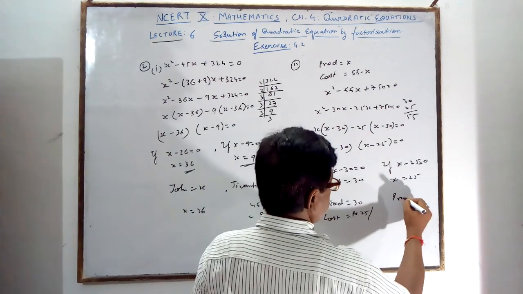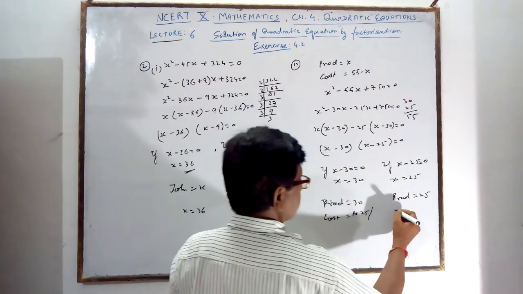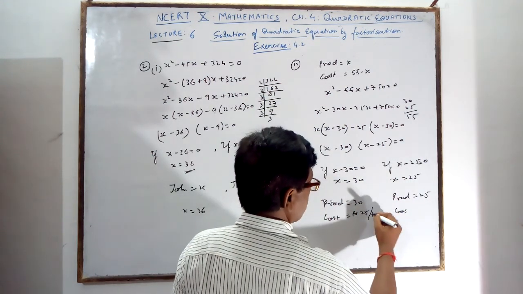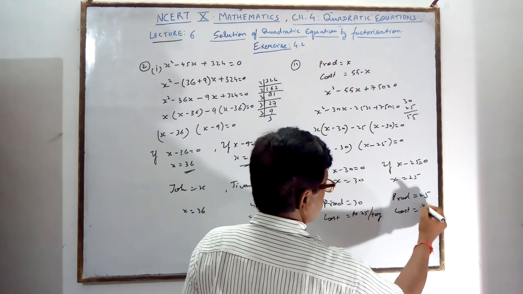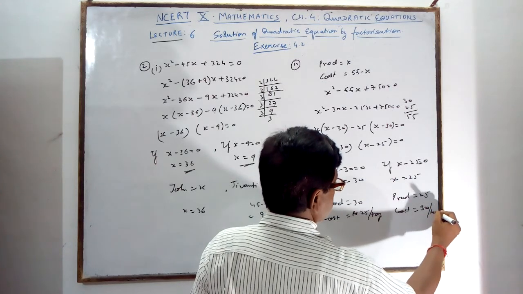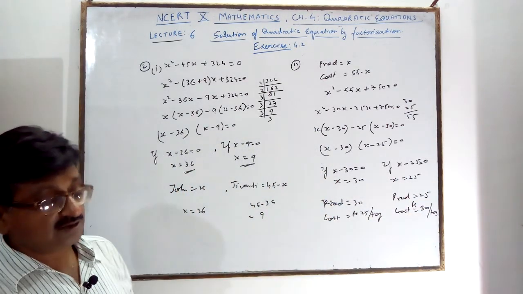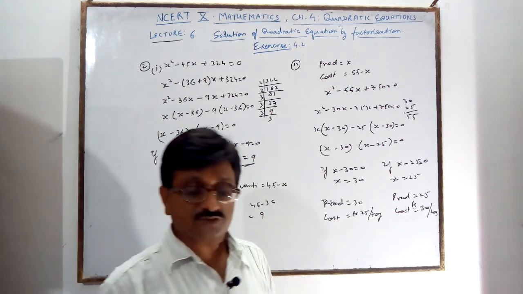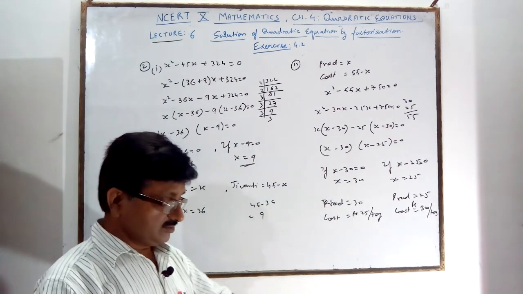If the production is 25, both are positive, so both will be the answer. Then the cost per toy will be 30. Rupees 30 per toy. So 30 and 25 is the answer of this first question. Very simply, you will see what is given and how you will solve.